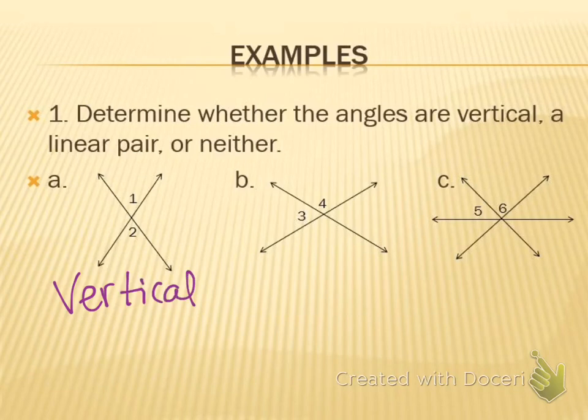On letter B, the one in the middle there, Connor, what do you think about angles 3 and 4? Linear pair. Wonderful. They form a straight line, so they are a linear pair.